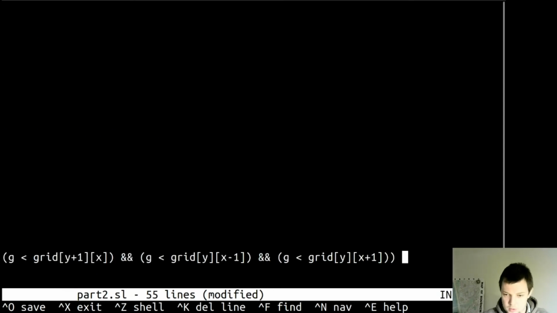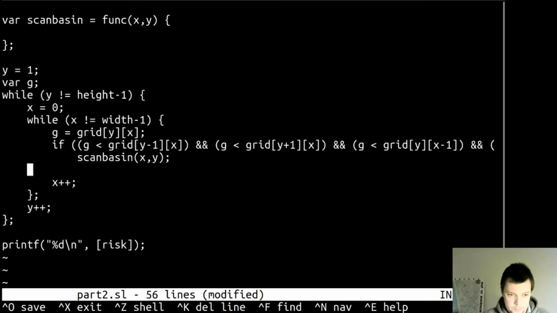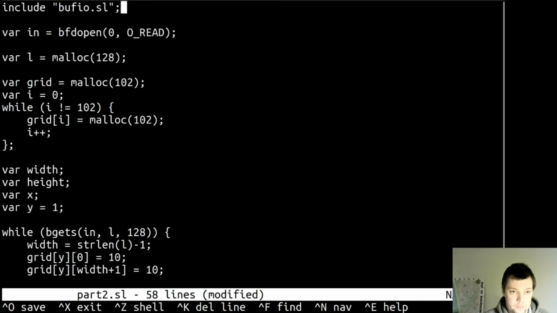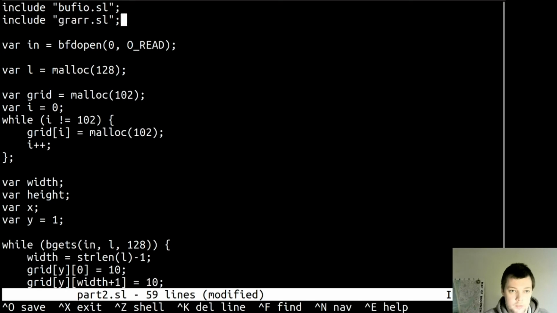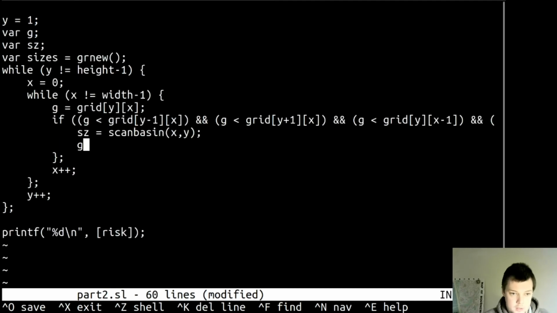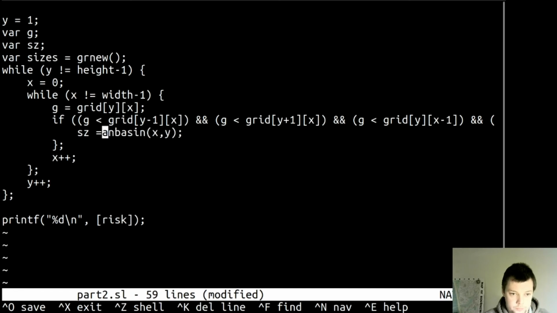Okay. This will say we'll get the basin size here. And then we'll just add it. So we'll scan basin will return the size of the basin at the given coordinates.